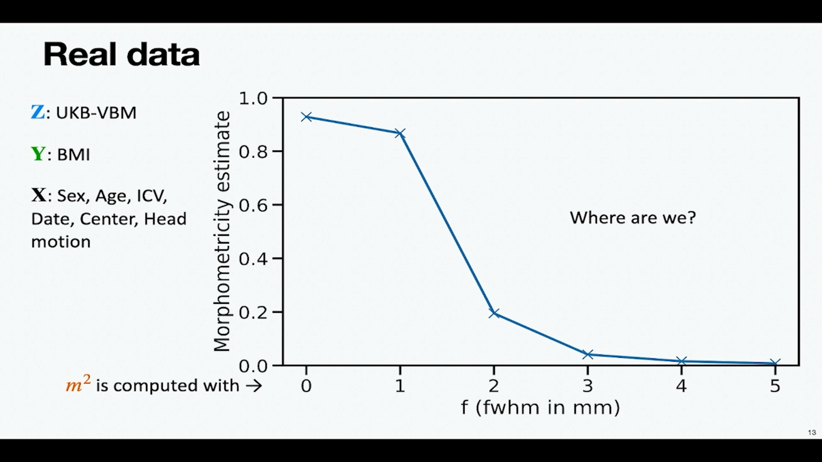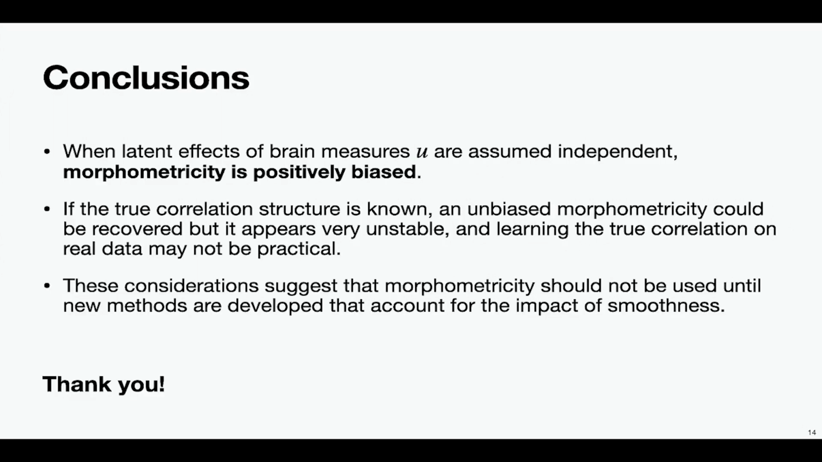So to conclude, when the latent effects of brain measures U are assumed independent, morphometricity is positively biased. This was the first simulation. Now the second simulation: if the true correlation structure is known, an unbiased morphometricity could be recovered, but it appears very unstable, and learning the true correlation on real data may not be practical. So all of these considerations suggest that morphometricity should not be used until new methods are developed that account for the impact of smoothness. I don't remember what the number of my poster is, and thank you for your attention.